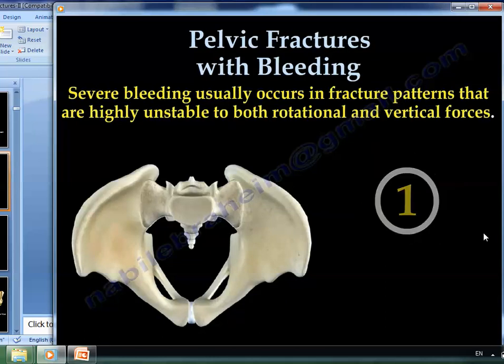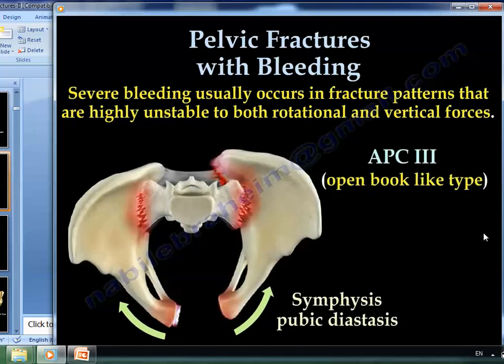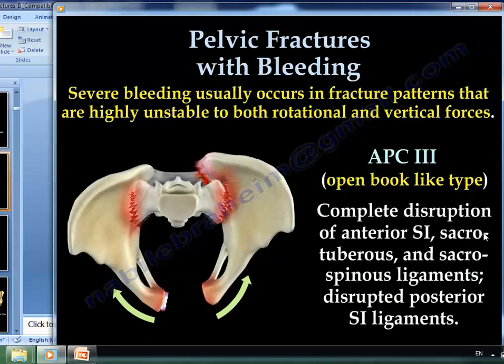The first type is ABC3, an open book-like type. You can see in the front the symphysis pubis diastasis, and sometimes it is the pubic rami that are fractured. In the back, the sacroiliac joint is totally disrupted and the pelvis is in external rotation. You can see here all the ligaments are disrupted.